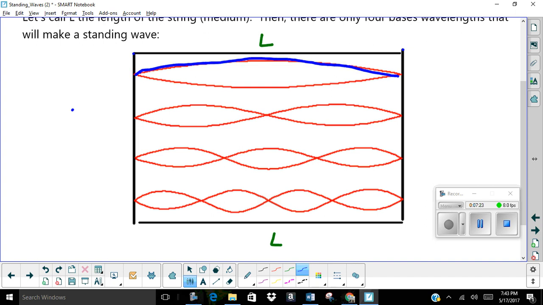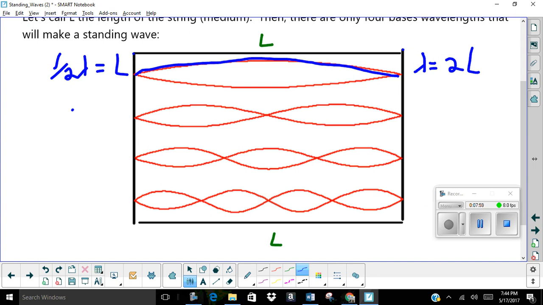That means I can say that the wavelength is going to equal 2 times the length of the entire string. And that is due to the fact that in the length of the string, I only have half a wavelength. So the relationship between the wavelength and the string in this case is half.